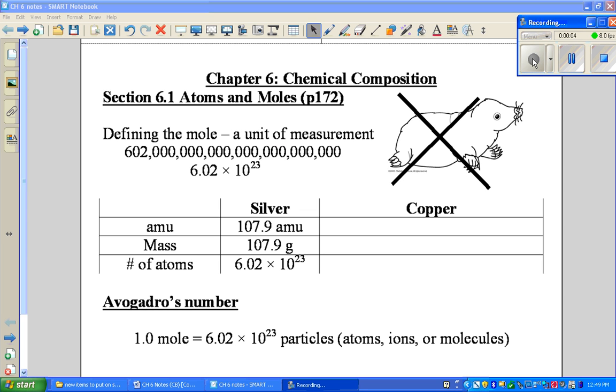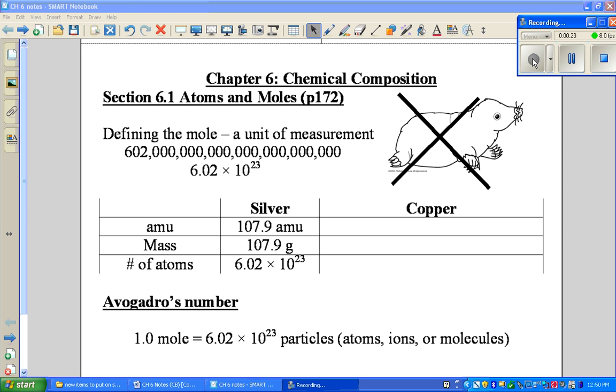Good morning, everybody. I hope you guys are doing well, and we are going to continue our discussion on what is a mole. We celebrated Happy Mole Day, and hopefully you have that little song still buzzing around in your head. We're going to define this now. We're going to take a look at what is really a mole.